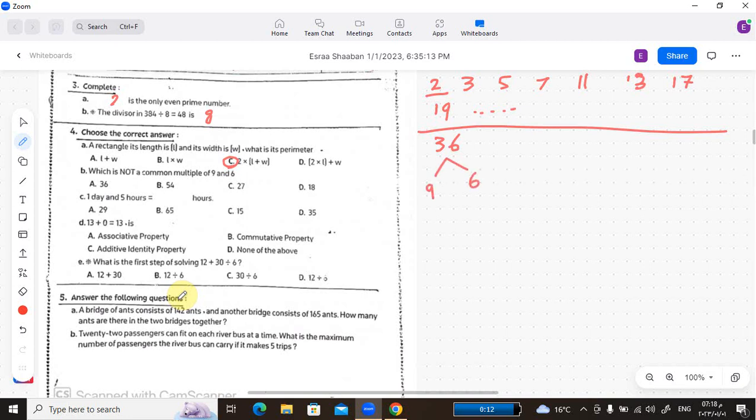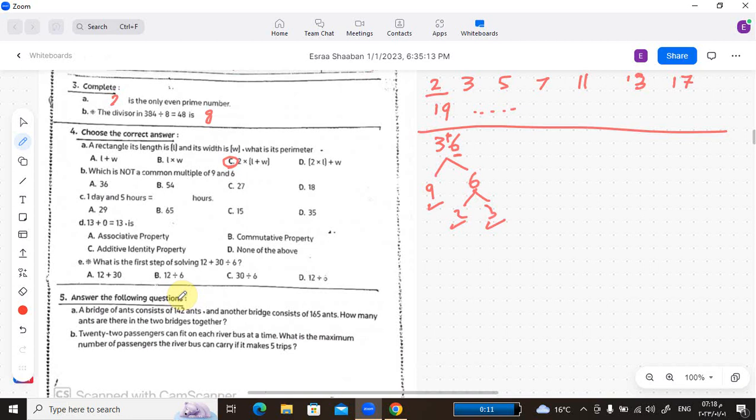For 9, I add the digits, that's the condition of 9: add the digits. If it's in table 9, so 36 in table 9: 3 plus 6 equals 9, 9 is in table 9, yeah. And for 6 we have 2 conditions, 2 with 3. For 2, it must be even. So 6 is even, yeah. For 3, add the digits, the sum in table 3. 3 plus 6, 9. 9 is in table 3, yeah. So 36 exists in 9 and 6.